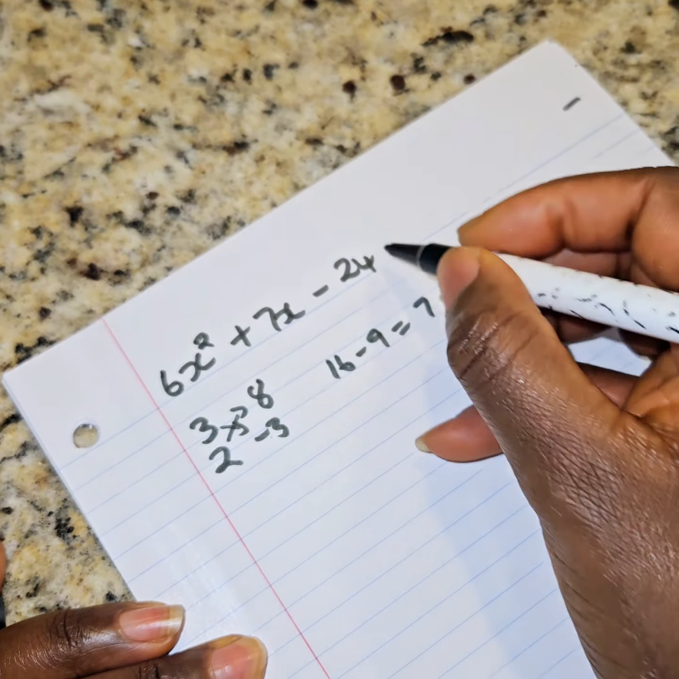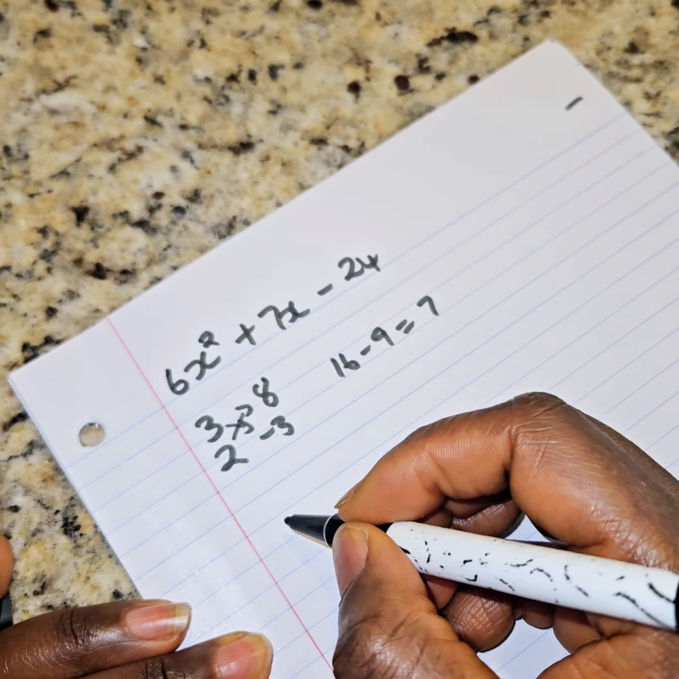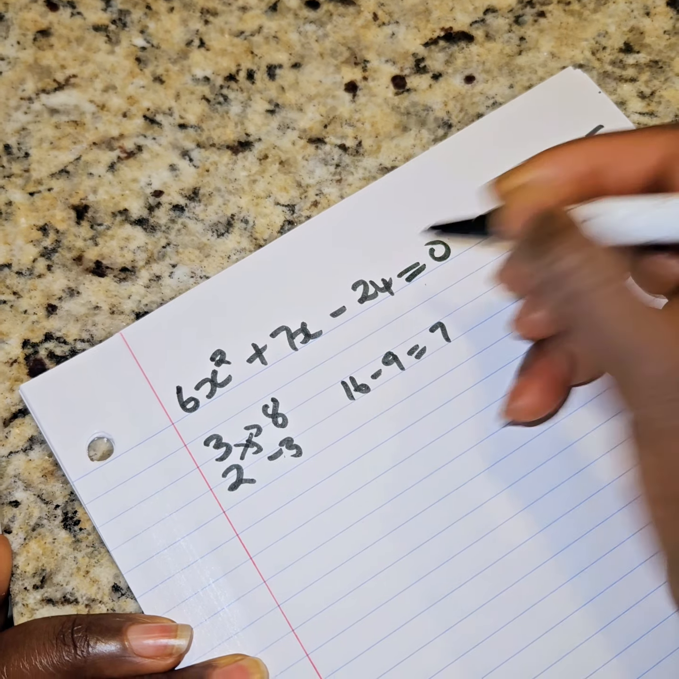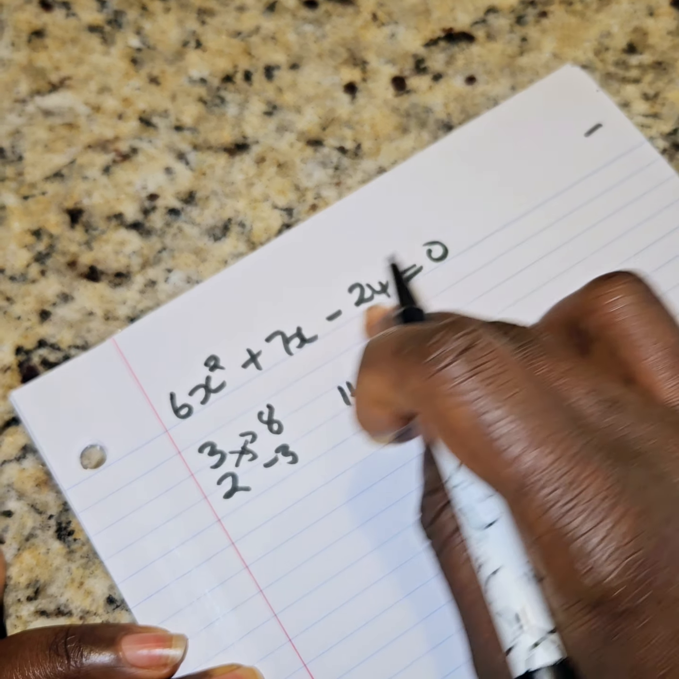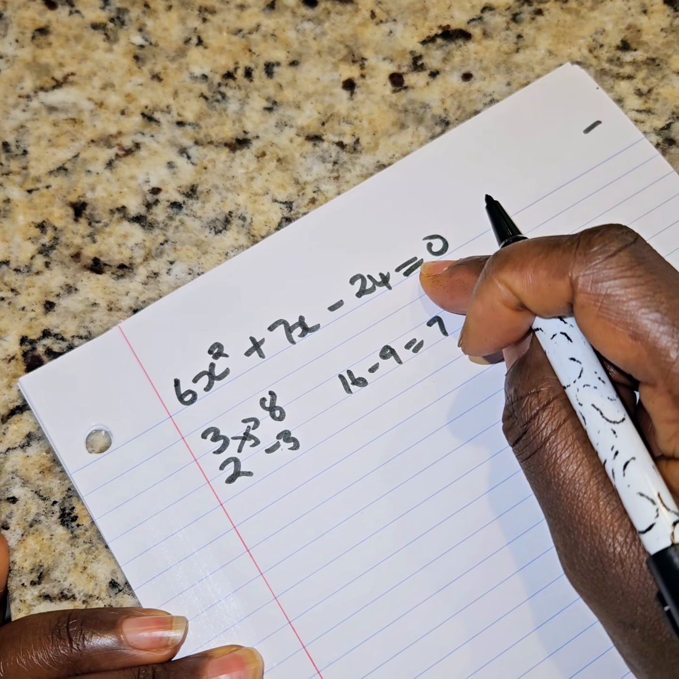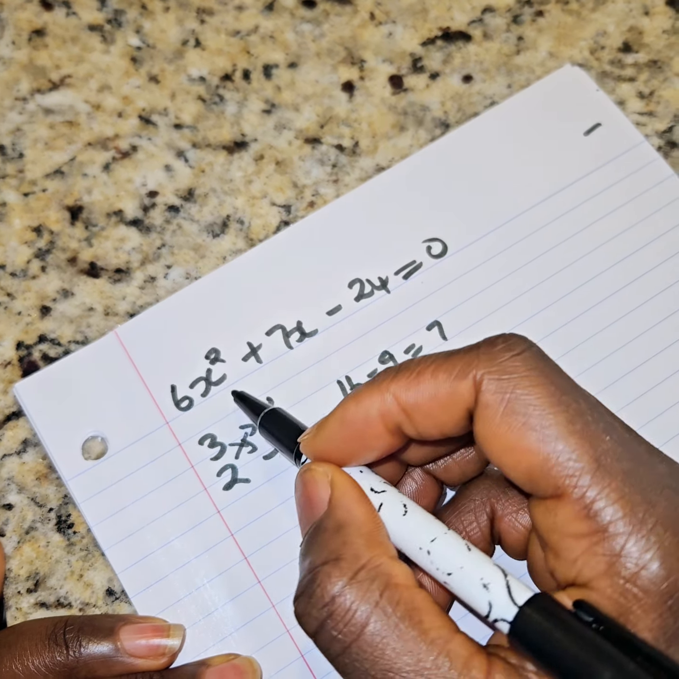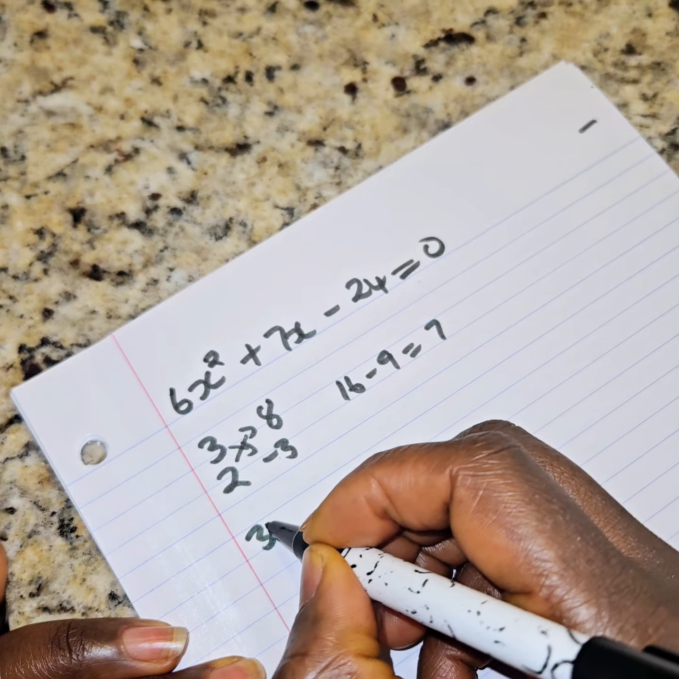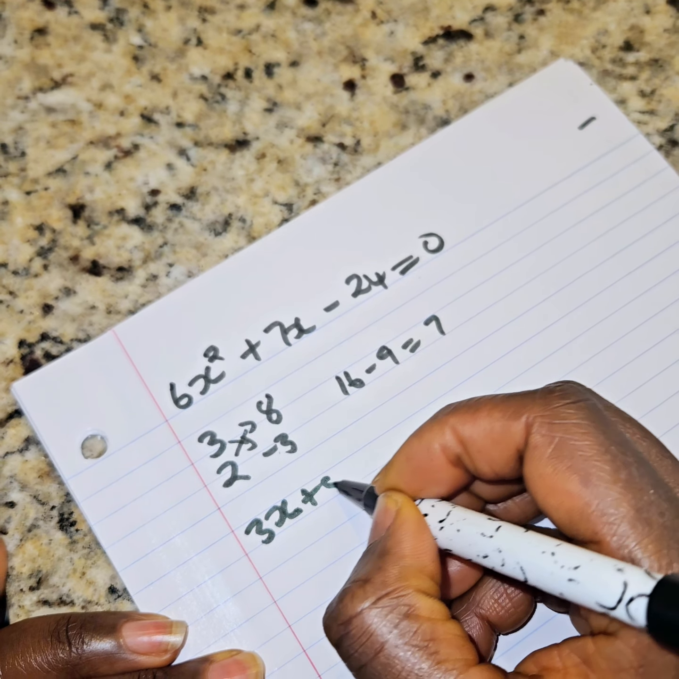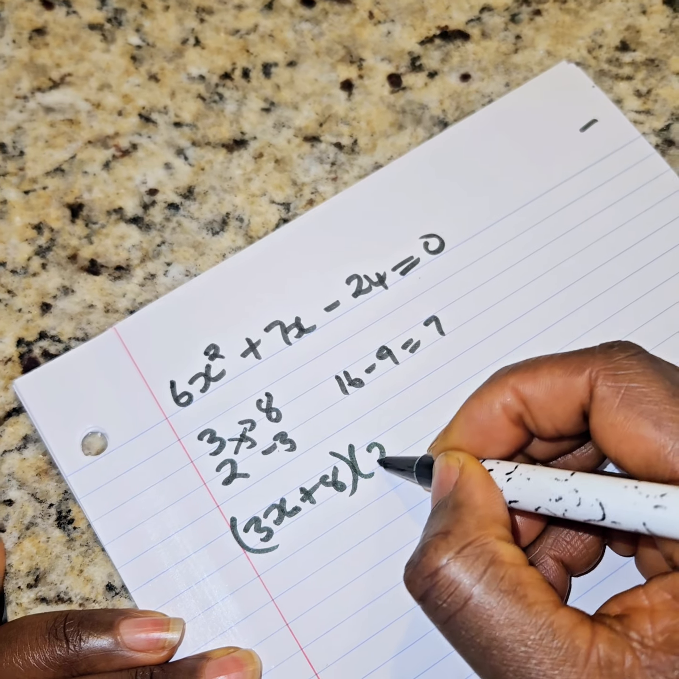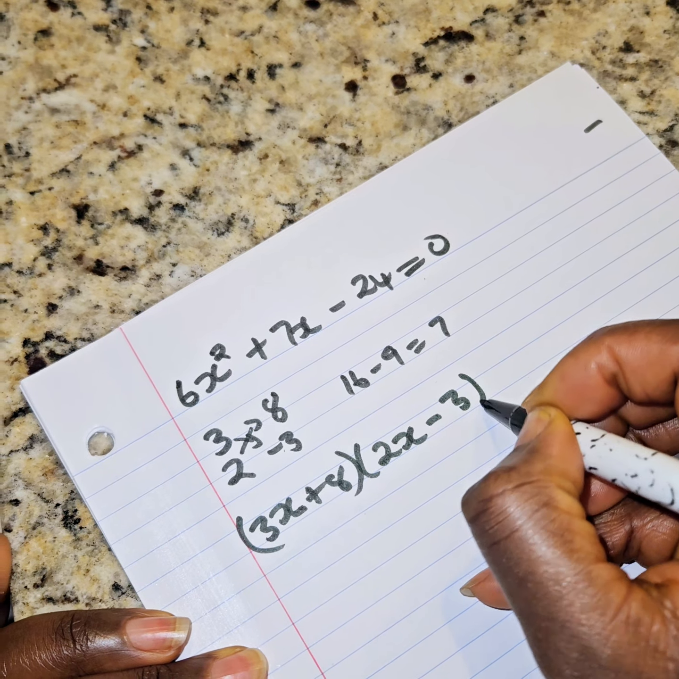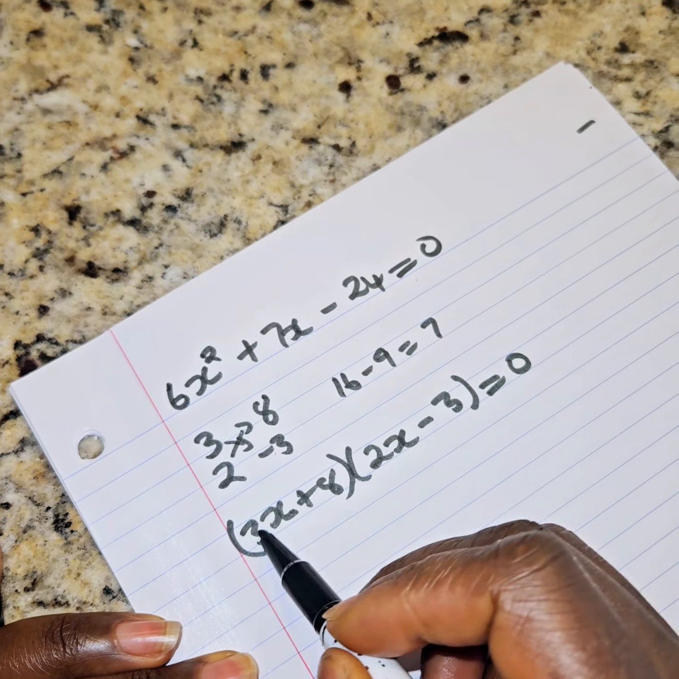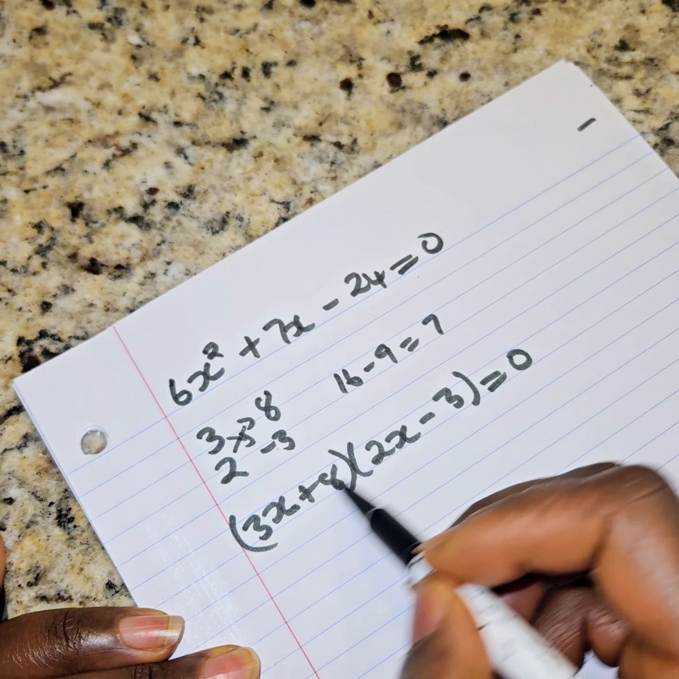So factorizing this equation. Now, when they say factorize, it's like this. When they say solve the equation, it will be this equals 0. But for you to solve this equation equals 0, you have to factorize this first. So to factorize this, it becomes 3x plus 8 times 2x minus 3 equals 0. This here is the same as this.